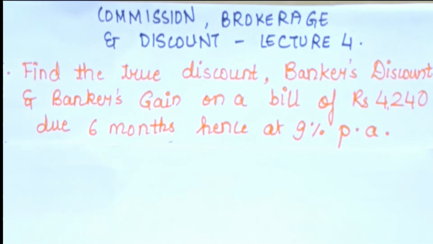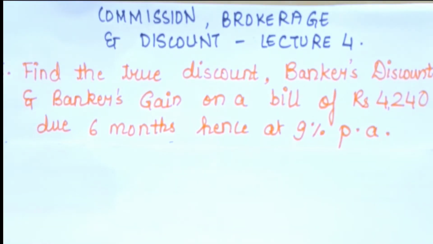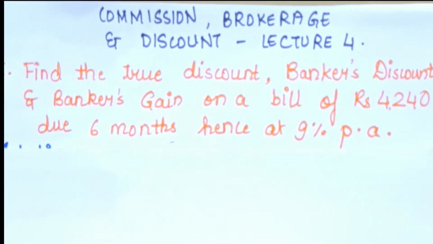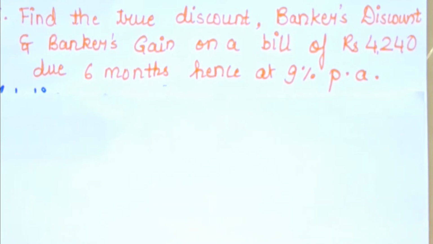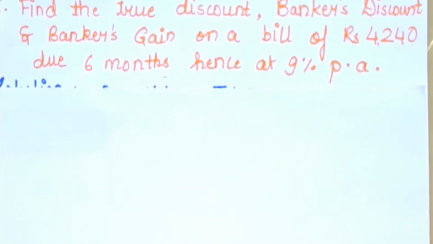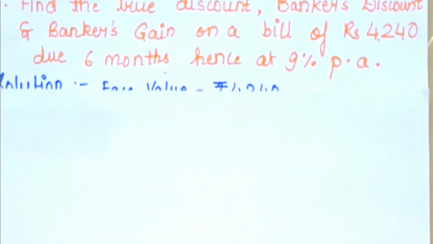What else have they given you? On a bill of rupees 4,240. So this is the value printed on the bill. So this is your face value. Due 6 months. So this will be your period. And 9% per annum. So this is your rate of interest. Once you understand the question very well, you can put the values correctly.